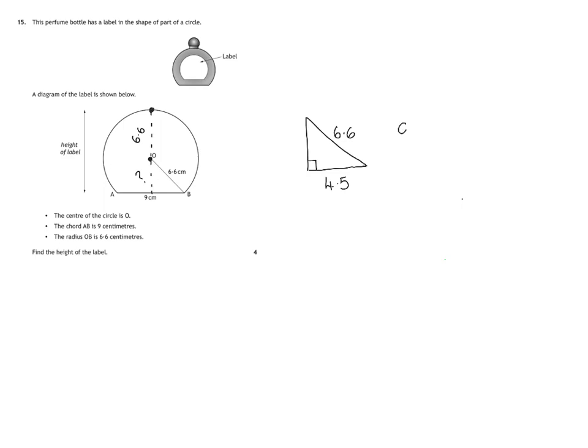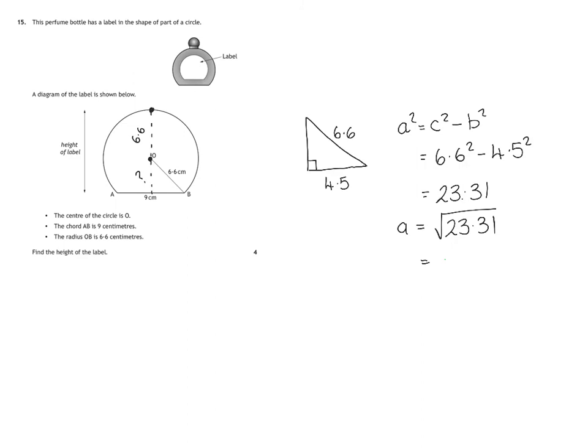So we get a squared is equal to c squared minus b squared. So it's equal to 6.6 squared minus 4.5 squared. So we have a squared is 23.31. So a is the square root of that, which is 4.83. So that's rounded to 2 decimal places, and it's centimeters.